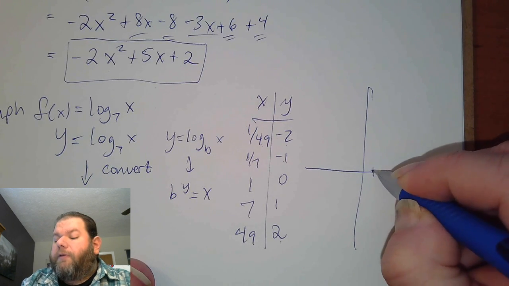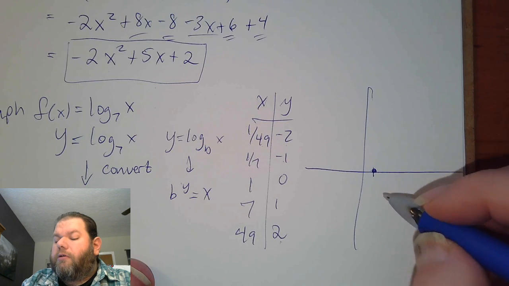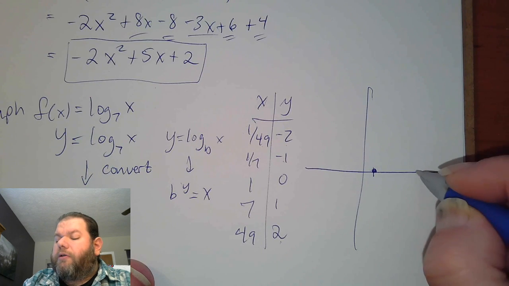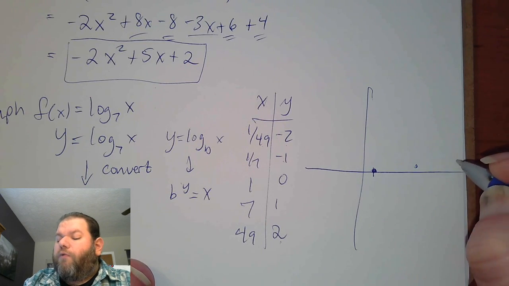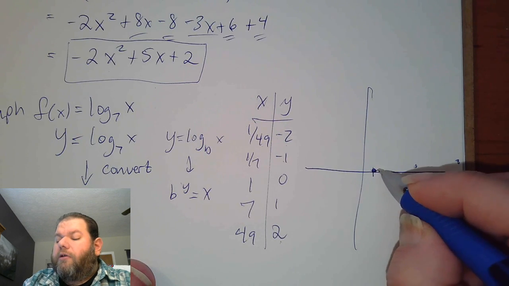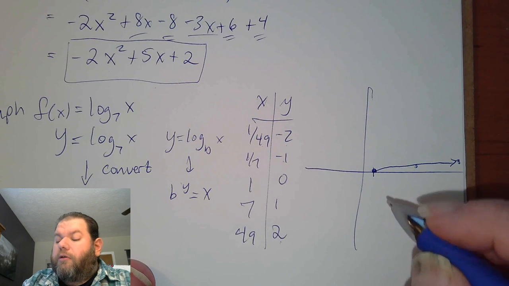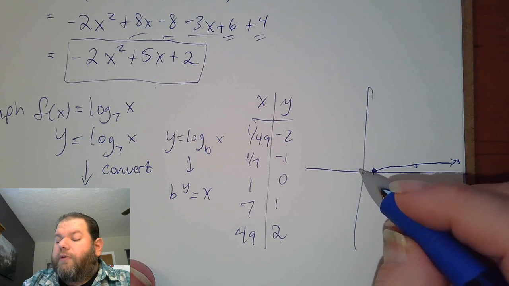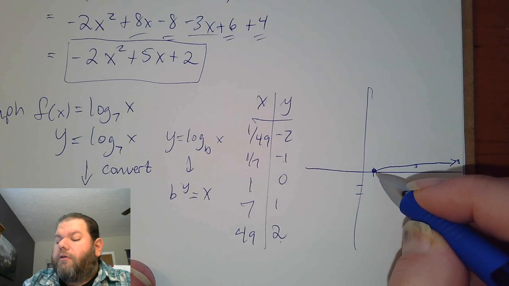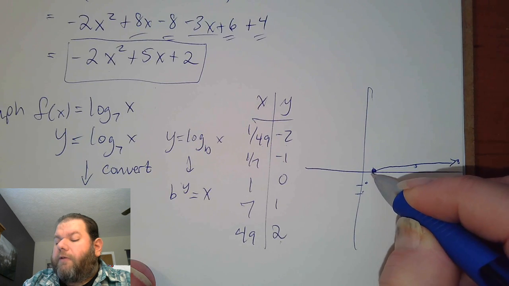So we have 1 comma 0. It's right in the middle. 7 comma 1. 49 comma 2. It's going to be way out there. And down here, 1 over 7 comma negative 1, and 1 over 49 comma negative 2.